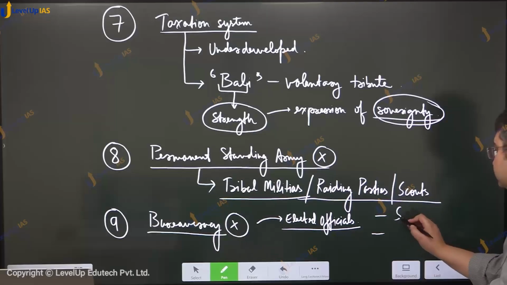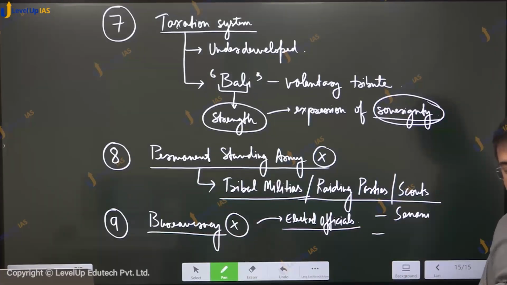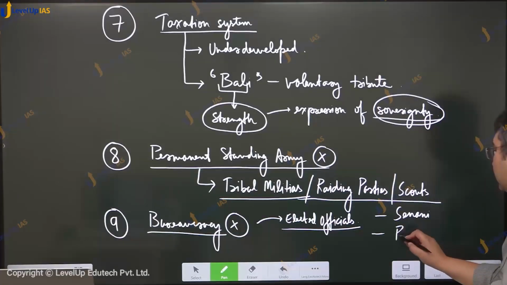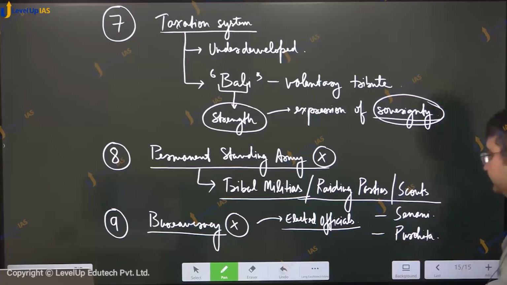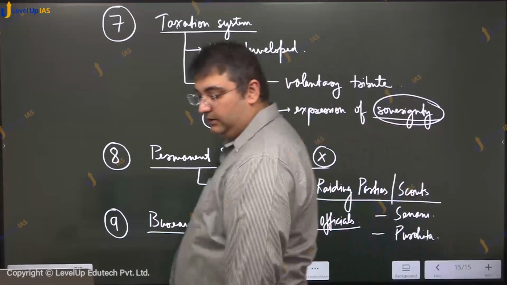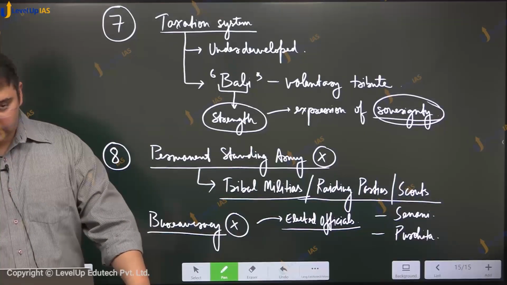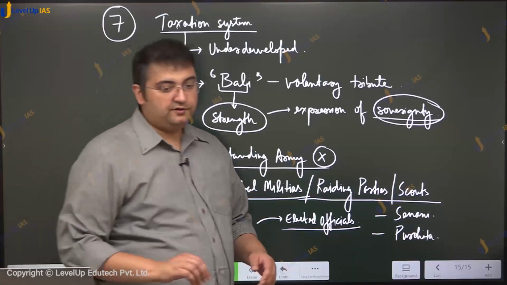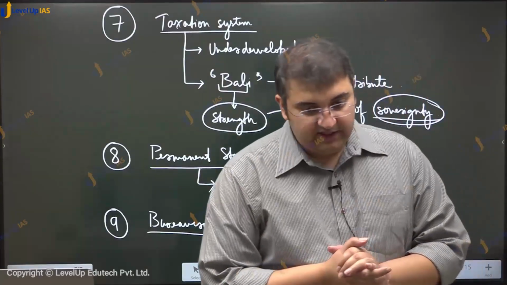Who all? The Senani. Who was he? The commander in chief or the chief of the tribal militia. And the Purohit or the chief priest. Okay? So this was the nature of the tribal polity of the early Vedic age.